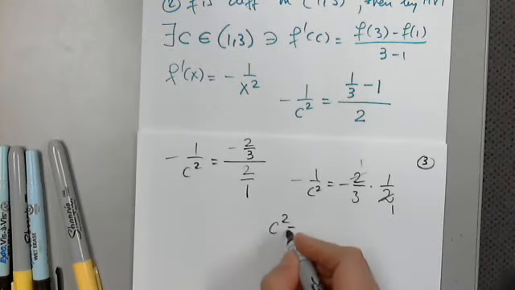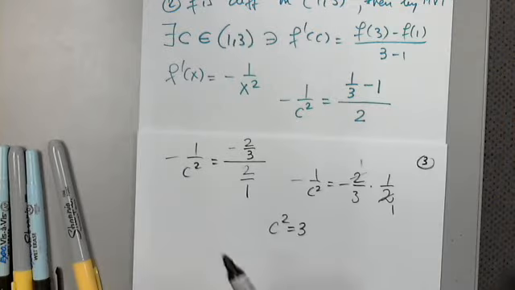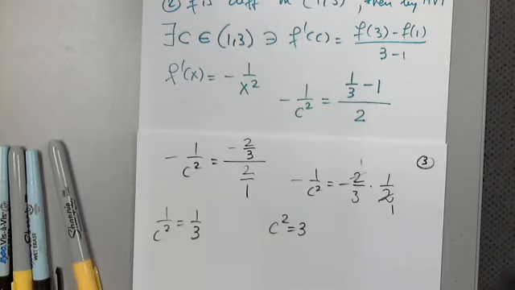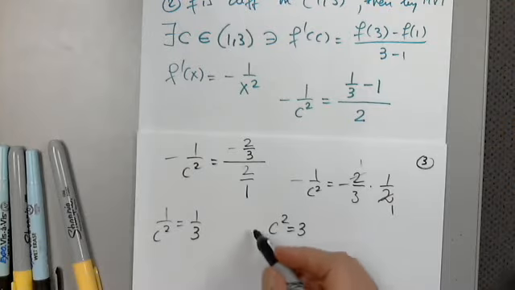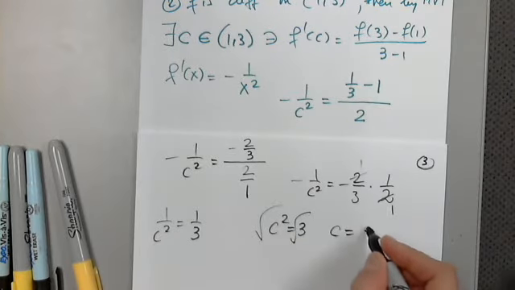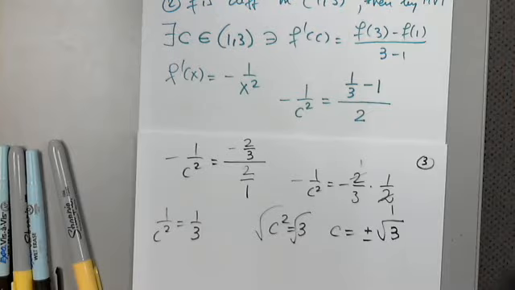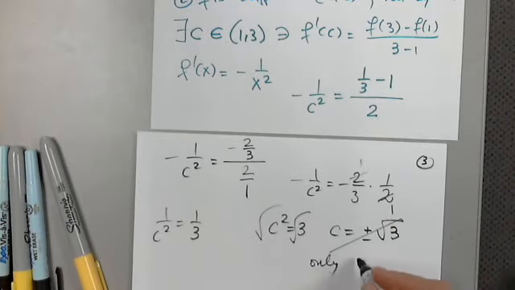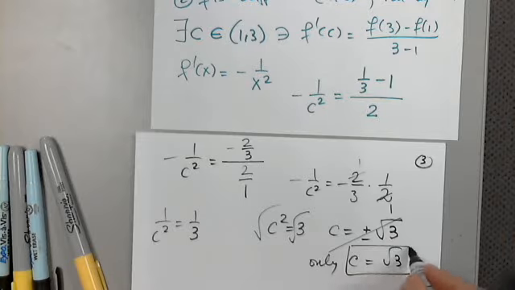And obviously I get c squared equals 3. So here's how the equation looks before this: 1 over c squared equals 1 over 3. If two fractions are equal and they have the same numerator, they have to have the same denominator, or just cross multiply. So therefore we take the square root of both sides, and we get two solutions, plus or minus the square root of 3. Only one of them is in the interval 1 comma 3. So only c equals the square root of 3 is in the interval 1 comma 3.